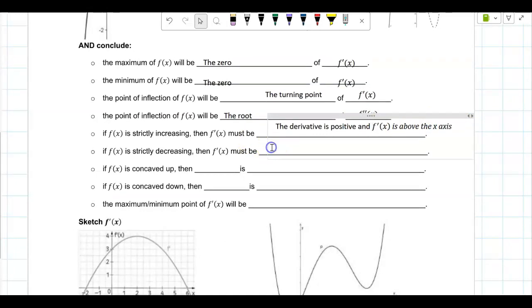And here what can you say? If it's decreasing, then the derivative is negative and below. The derivative is negative and the f dash x graph is below the x-axis.